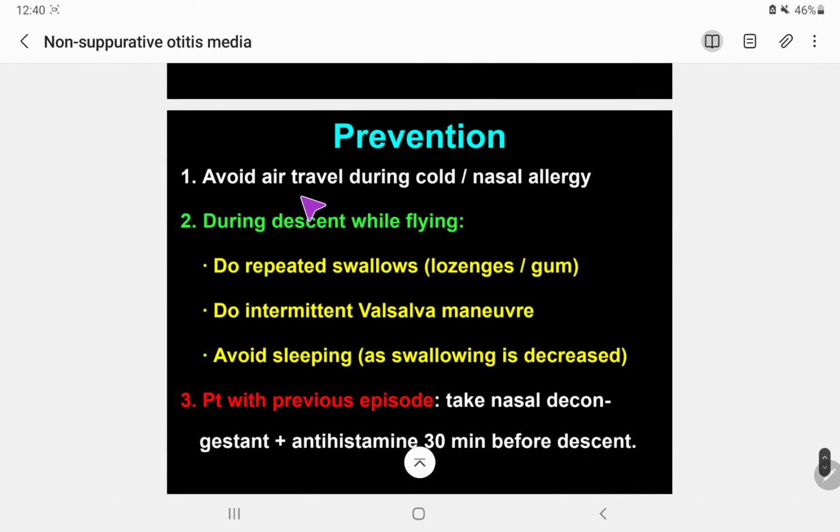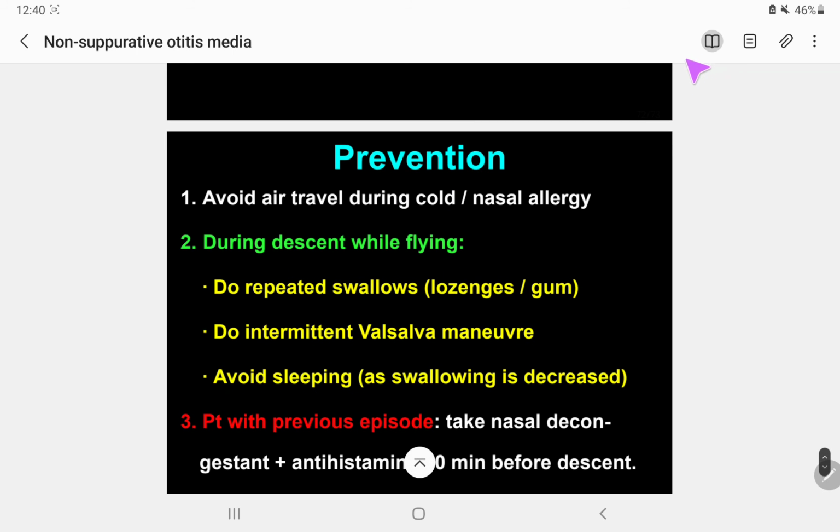So how do we prevent barotraumatic otitis media? What happens is, avoid air travel during a cold or nasal allergy. So if you have a nasal allergy, then please be careful that you can develop barotrauma. And then during descents while flying, do repeated swallows, with lozenges and gum, okay?